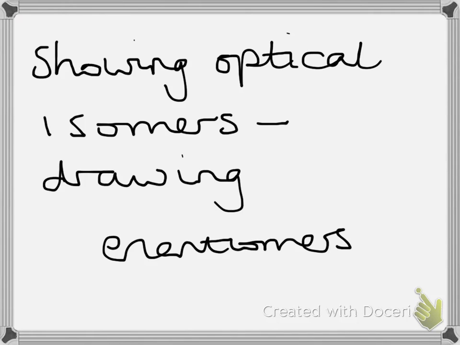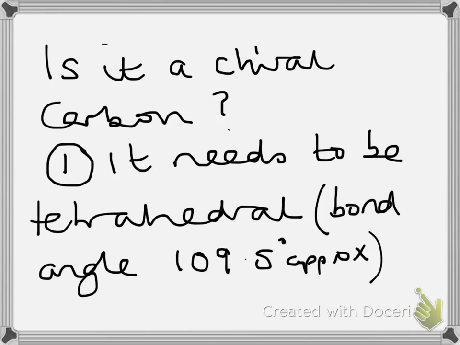We're going to have a look at how you determine whether something shows optical isomerism, and then if it does, how you would actually draw the enantiomers. First thing to do is to determine whether your carbon in your molecule is actually asymmetric or chiral. There are 2 points that you would have a look at to determine whether the carbon was asymmetric.